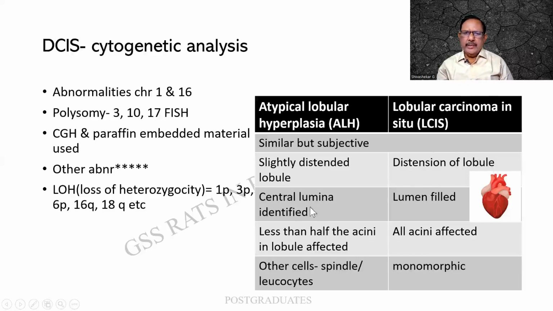First point. Central lumina can be identified, but here the lumen is completely filled, which means it is a solid lesion. I'll be showing you a picture. Less than half the acini of the lobule are affected, here almost all the acini are affected. Probably there is some insulting force, therefore the entire unit gets affected. Other cells such as the spindle cells and leukocytes may be seen, whereas it is monomorphic, composed of the neoplastic lobular cells. Definitely, I feel you should learn this by heart. Useful in a number of contexts.